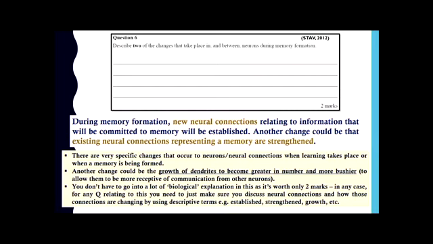So just make sure that you are using those key terms like strengthened, neural connections. If you want to make reference to pre- and post-synaptic neurons in this answer, you can do that as well. But because it's only worth 2 marks, so 1 for each, you don't have to go into that much depth.